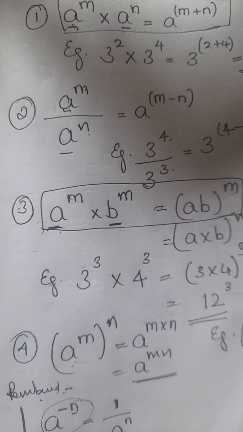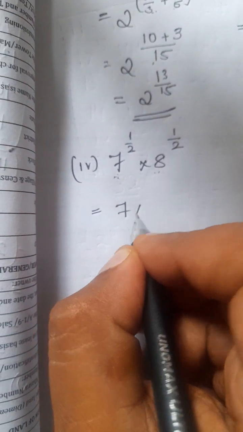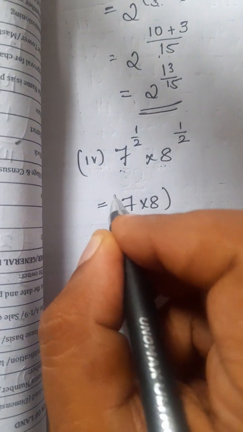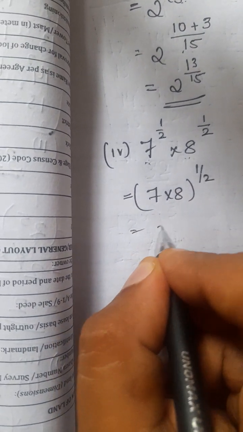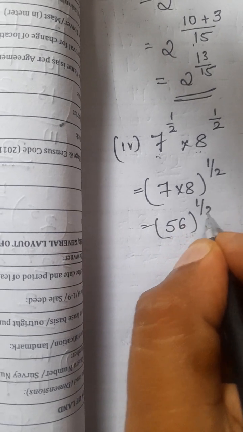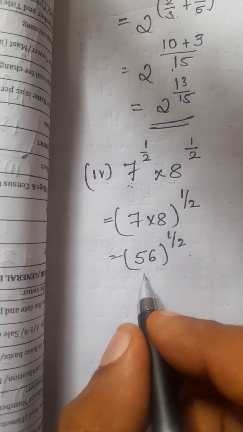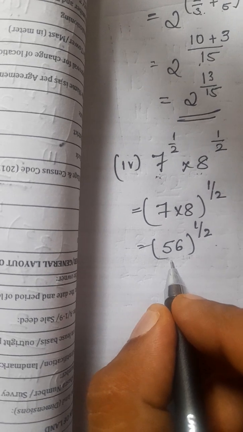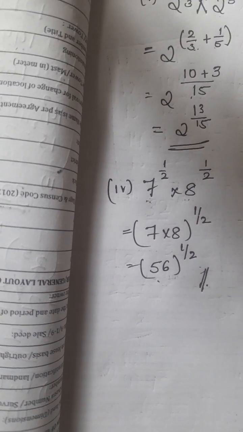Okay. So in this case, 7 into 8 whole to the power 1 by 2. So 8 sevens are 56 to the power 1 by 2. You can either stop it here, or if you want, since 56 is not a perfect square, you can just stop it here. So it's okay.